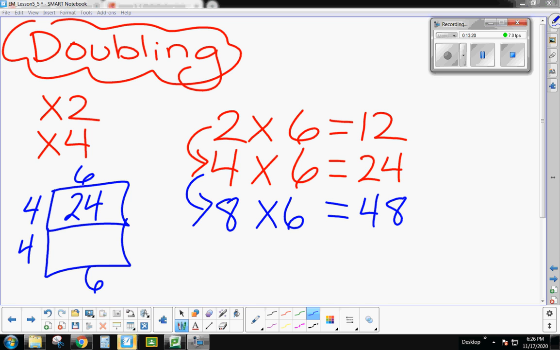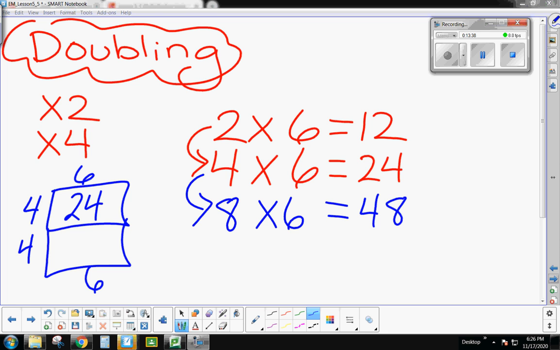Okay, so that is the doubling strategy. If I know anything times 2, I could use that, double it. Now I can do times 4. And then if I know that times 4, I can double that, and I can do times 8.